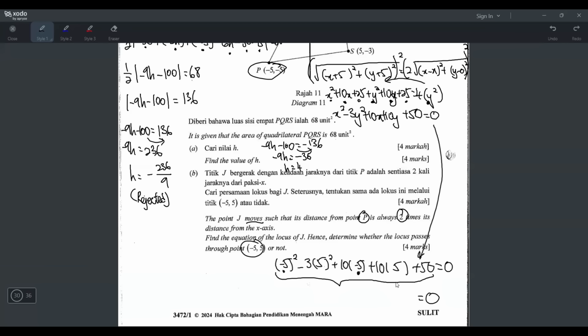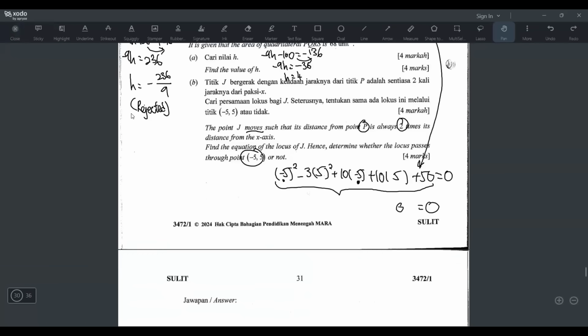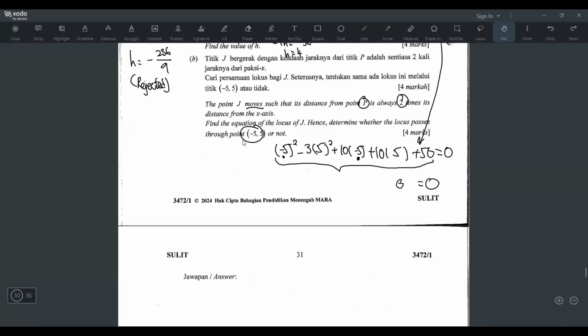Okay, my calculator gives me 0, right? It means after I sub this, my left hand side is 0 and my right hand side is also 0. So your left hand side and right hand side are the same value. And if after you sub inside the equation, you get left hand side equals right hand side, that means it passes through. So we have to answer the question, determine whether the locus passes through point negative 5, 5. I will say it passes through.